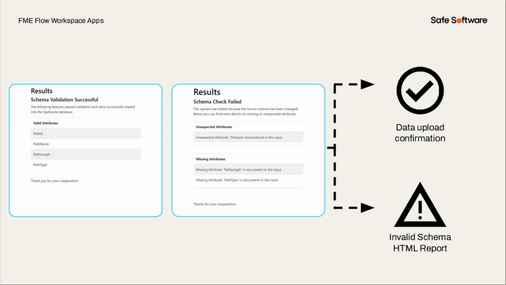And the report will look something like this. On the left there, you've got your successful report. We'll get information on the valid attributes and that the data was successfully loaded. And on the right, we have a schema check failed. So it will give us information about unexpected attributes, so attributes in the schema that don't match the existing data set. And then we also have missing attributes, so attributes that exist in the existing schema that are missing in the user uploaded data set.